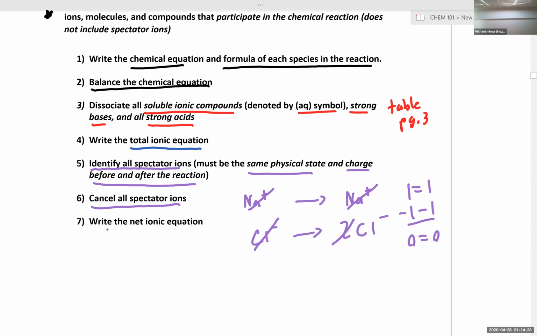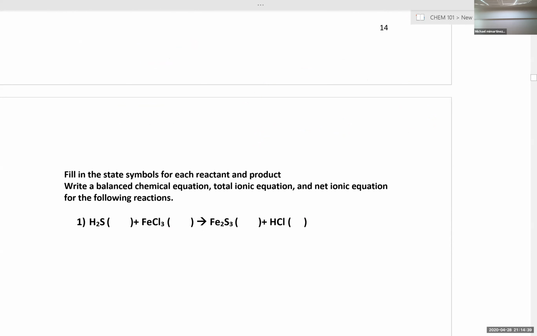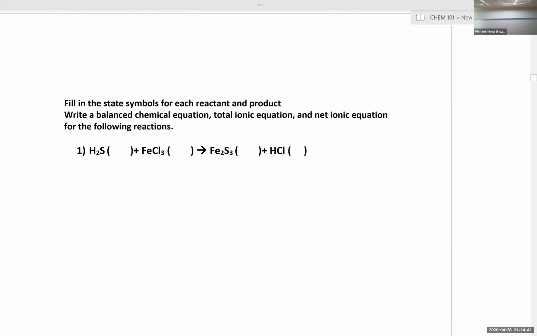Finally, you're going to write the net ionic equation. Once you've canceled the spectator ions, your equation's almost done. Let's do some examples. I'm not having you write the formulas just yet. Let's just focus fundamentally on the state symbols. We're going to fill in the state symbols for each reactant and product. We're going to write a balanced chemical equation, total ionic equation, and net ionic equation.